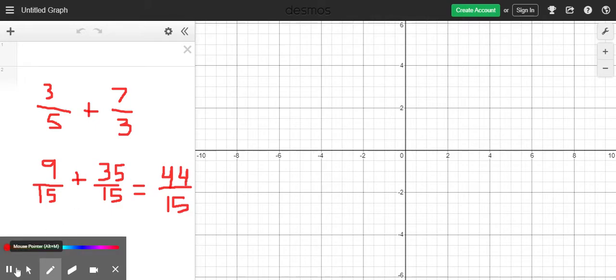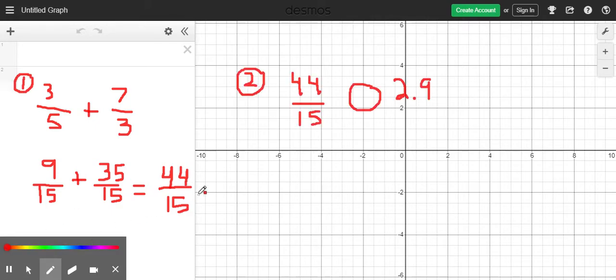Are there any questions? So the next problem is 44 15ths less than, equal to, or greater than 2.9?